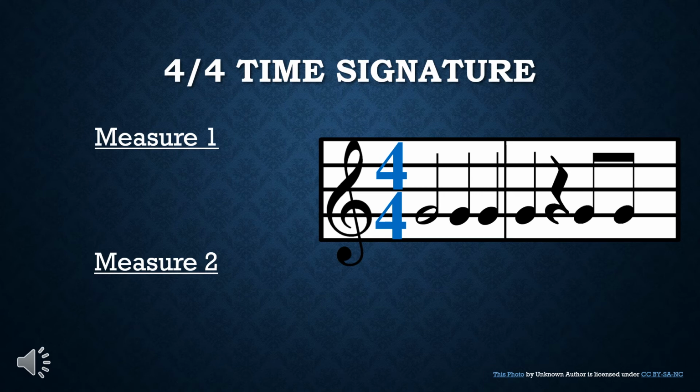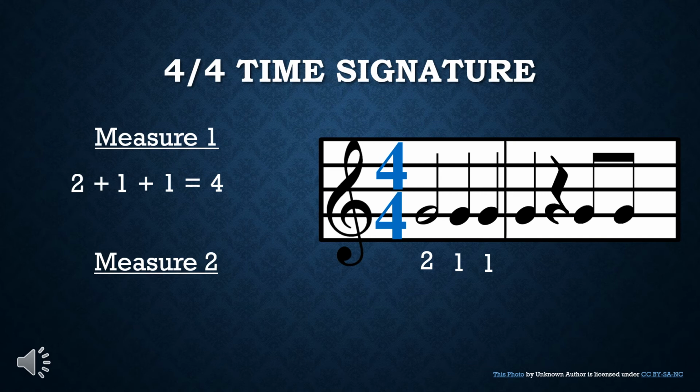Count the beats in each measure. Measure 1. We have a half note and 2 quarter notes. Well, we already know that half note has 2 beats and the quarter notes have 1 beat each. So 2 plus 1 plus 1 gives us 4.